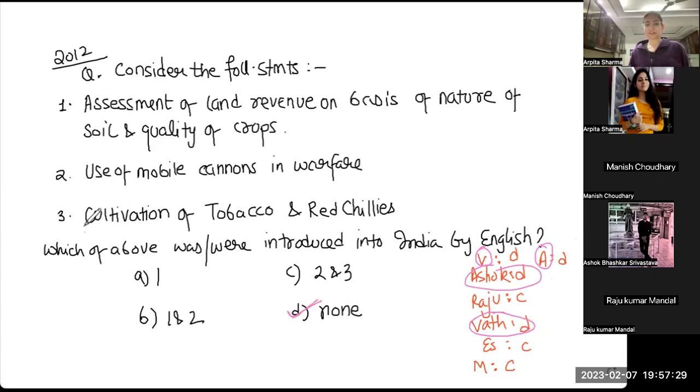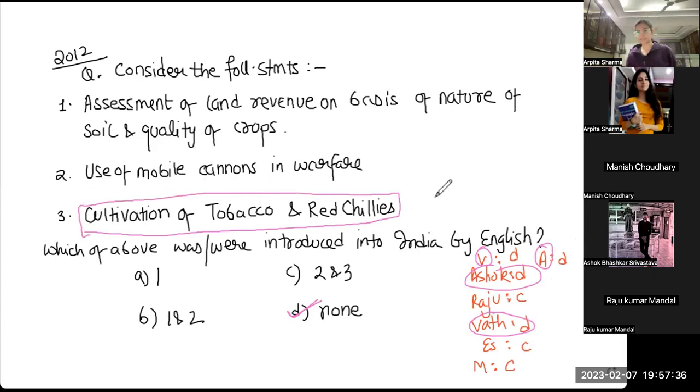Why? Because the third statement is wrong. Why is it wrong? Who introduced cultivation of tobacco and red chilies? We discussed this in the last lecture. Yes, very good, Amritansh. Portuguese. So the third option is wrong. C will be eliminated. Okay, C is gone.